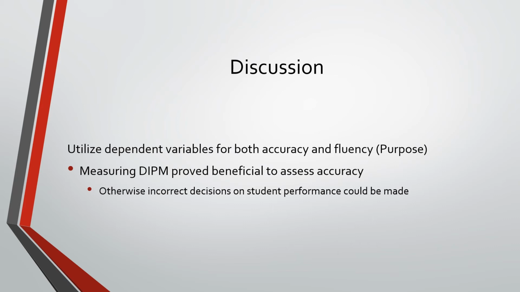And then when looking to utilize dependent variables for both accuracy and fluency, this was really vital in measuring digits incorrect per minute, which proved beneficial for assessing accuracy. Otherwise you could make incorrect decisions on student performance because when just looking at their data, you don't necessarily know how accurate students are responding. They could have really high digits correct per minute simply because they are working quickly, and you don't have data there to actually show that they're solving those problems incorrectly.